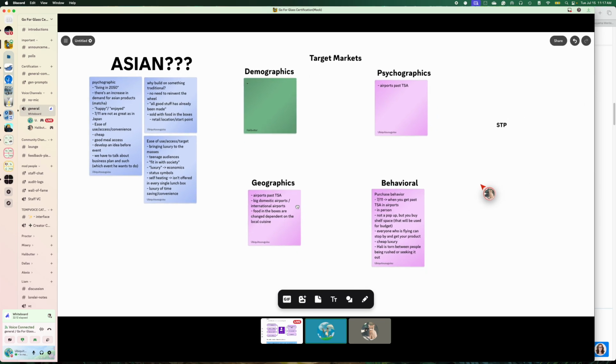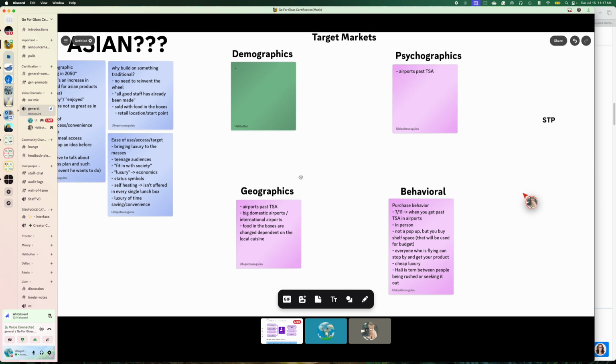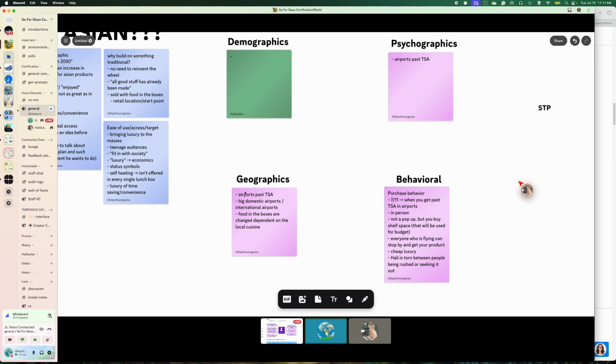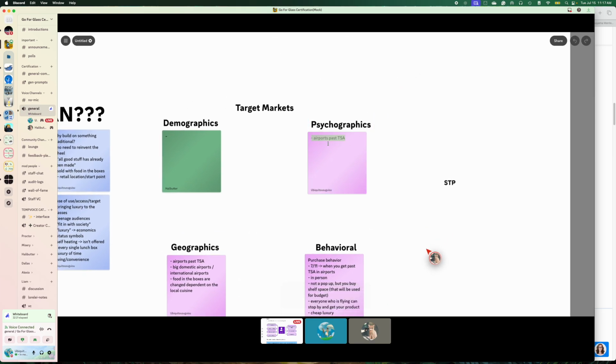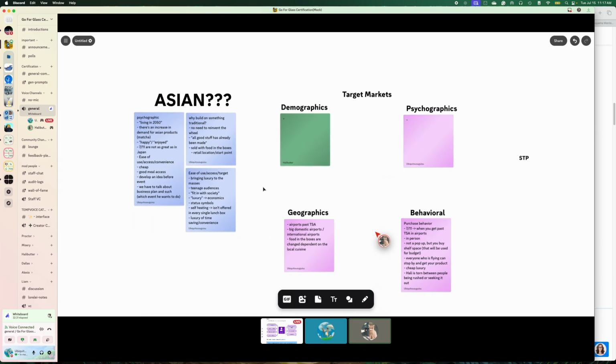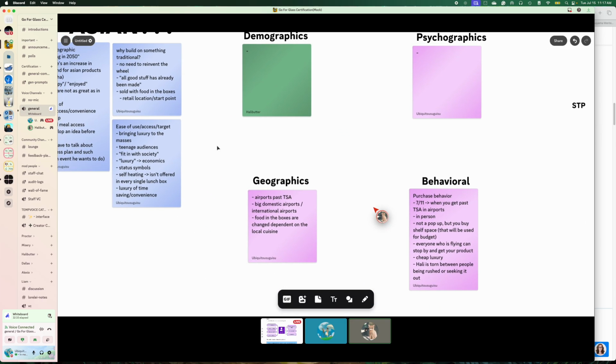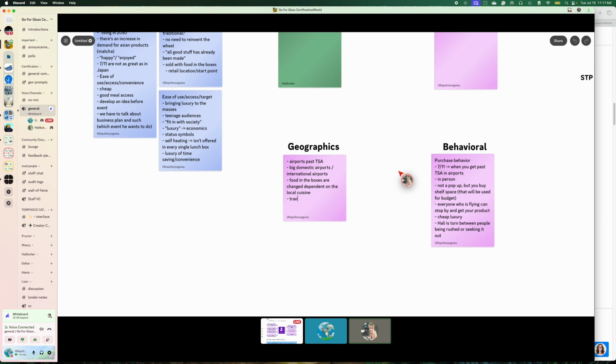Honestly, for geographics, if you're doing airports, that's already super narrowed down just to start for brainstorming. So I think I'm going to move over to psychographics. Actually, one more thing to add to the geographic. We were also thinking about transit terminals in general too, maybe train stations and bus terminals, stuff like that. I like that idea a lot, actually. Yeah. So that's going to change it slightly.